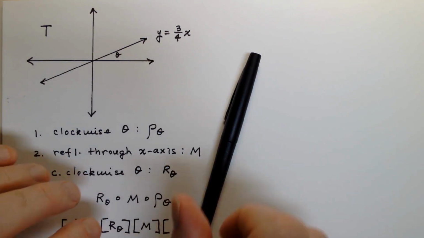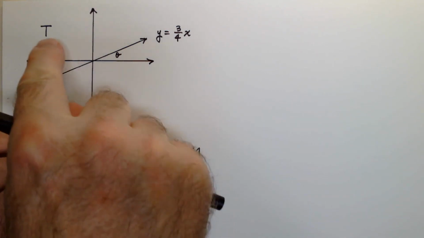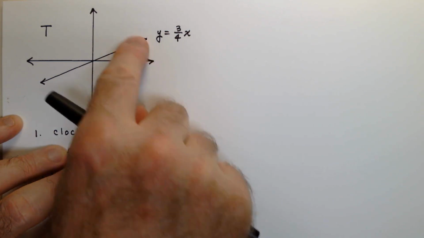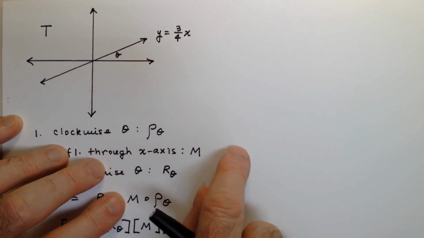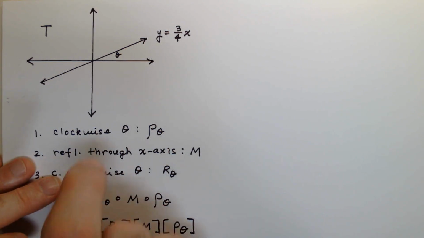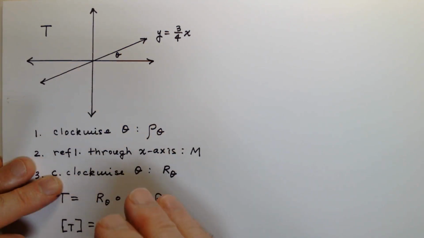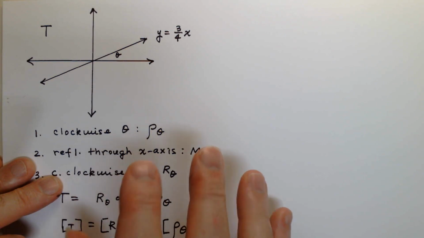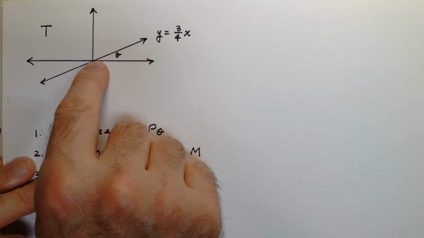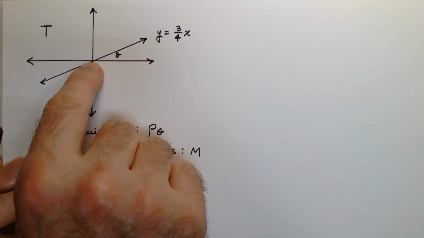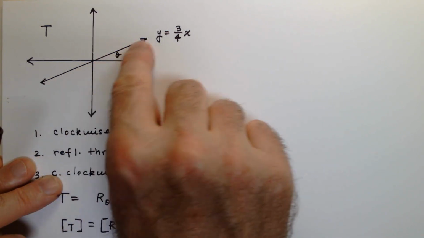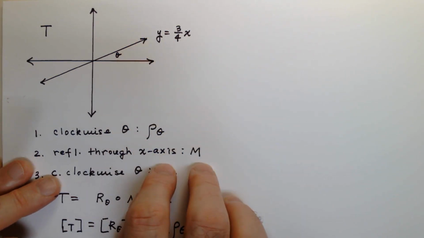Welcome to the document camera. In our solution, we're going to let T stand for the transformation that takes a vector in the plane and reflects it through the line y equals 3/4 x. Now, I'm going to show you that T can be described as the composition of three elementary maps. And in order to describe these maps, I'm going to have to describe this angle theta here. So let theta be the angle between the positive x-axis and our line y equals 3/4 x.